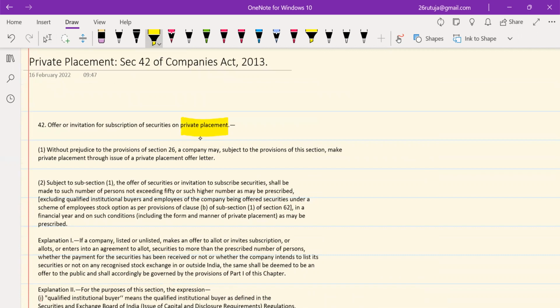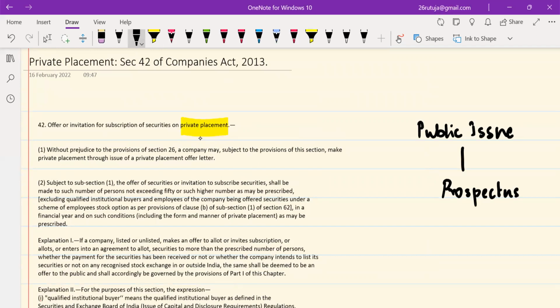A company has various options, or we can say various methods, by which it can raise its securities. The oldest and the most common method of raising share capital is through public issue. In case of public issue, securities are issued to the general public, for which making of a prospectus is compulsory. But when you go for a private placement, you don't have to make a prospectus.